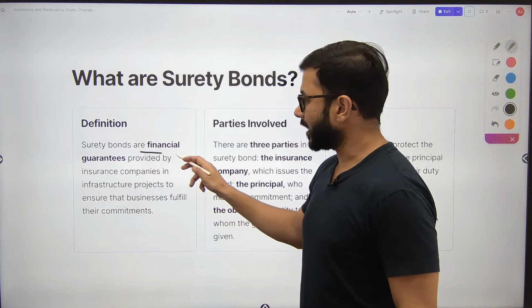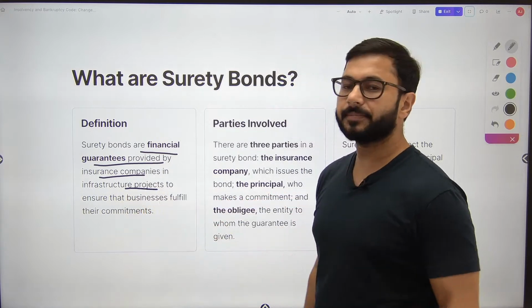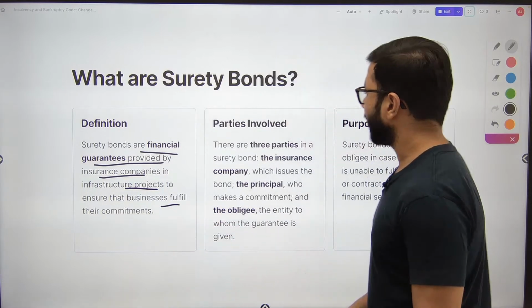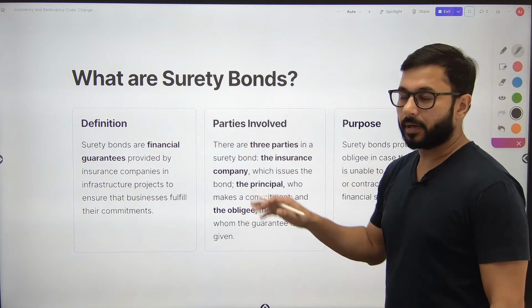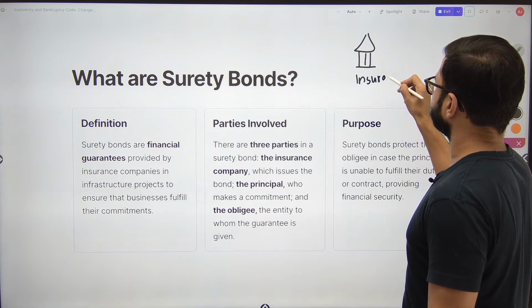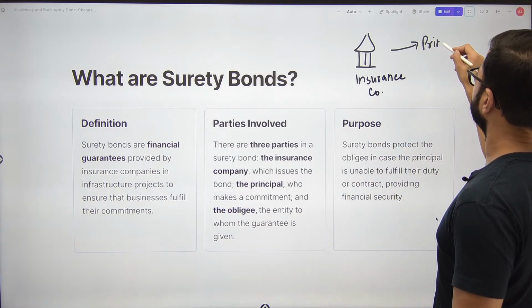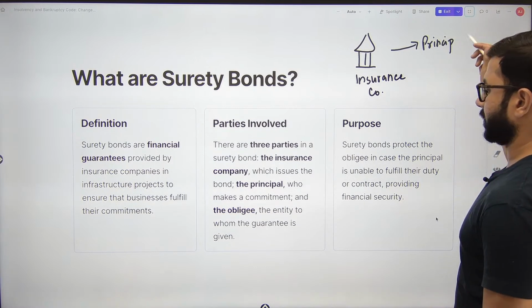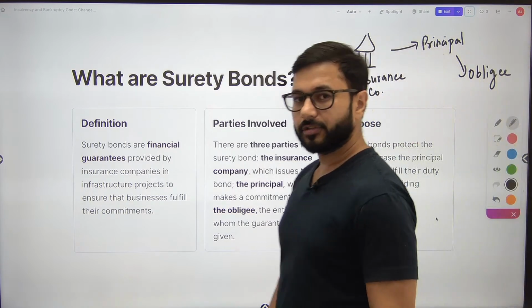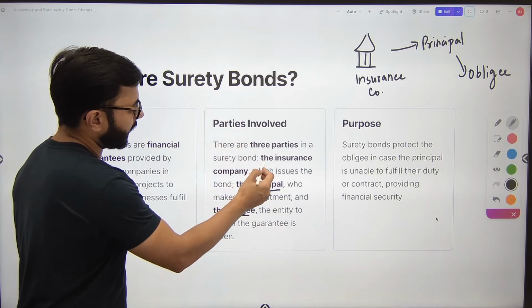Definition अगर हम देखें, these are financial guarantees provided by insurance companies in majorly infrastructure projects because they have long gestation periods and they require a lot of funds to ensure that businesses fulfill their commitments. अब exactly हो क्या रहा है मैं आपको समझा देता हूं, फिर ये एक बार पढ़ लेंगे अपन, ठीक है ना. This here is an insurance company. ये इंश्योरेंस कंपनी है. We have a principal here and we have an obligee here. So there are three parties, तीन parties हैं हमारे पास. We have the principal, the obligee, and the insurance company.